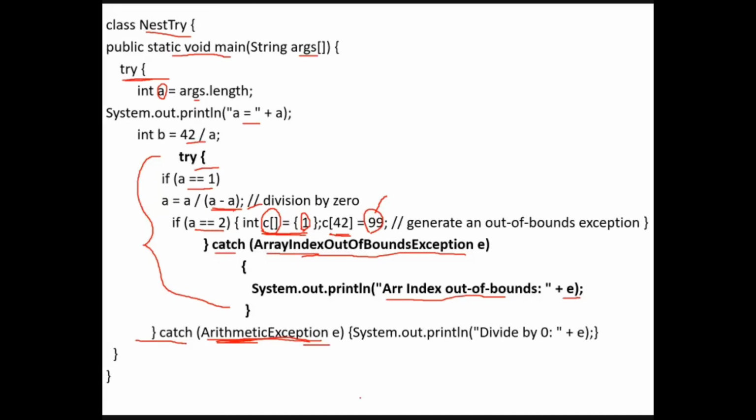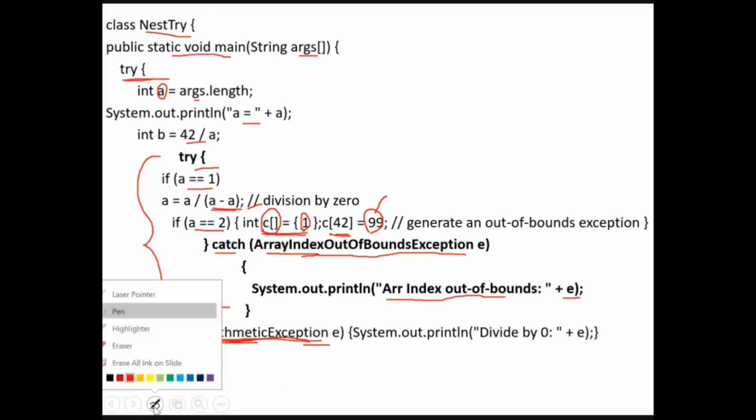Okay, ma'am. What does nested class or nested structure mean? If a structure is available in another structure, that is called a nested structure. If a class definition is available within another class definition, that is a nested class. Like that, nested try means a try block within another try block is called a nested try.